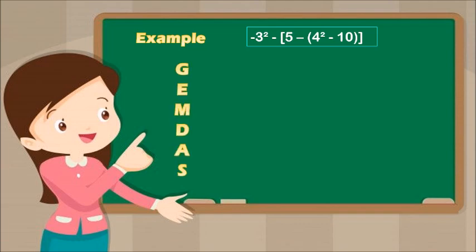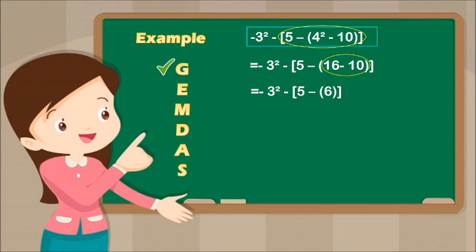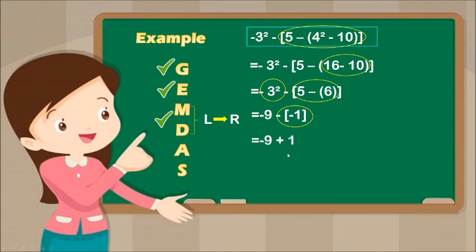Next example, negative 3 squared minus bracket 5 minus open parenthesis 4 squared minus 10 close parenthesis and close bracket. So again, we use GEMDAS. Let's solve first inside the parenthesis and then inside the bracket. So inside the parenthesis is 16 minus 10, that would be 6. So inside the bracket, 5 minus 6, that would be negative 1. And then we have a square, so we have an exponent. So 3 times 3 is 9 minus negative 1. So negative times negative will be positive. So negative 9 plus 1 is equal to negative 8.